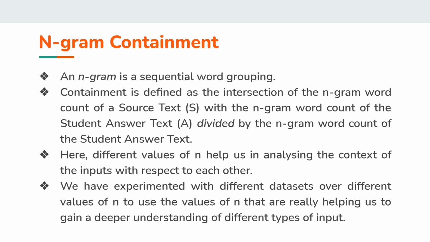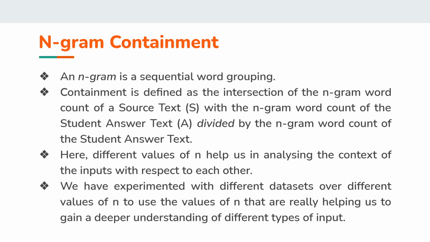The next feature is n-gram containment. N-gram containment is a sequential word grouping. Containment is defined as the intersection of the n-gram words of a source text with the n-gram count of the student answer, divided by the n-gram word count of the student answer text. Here, different values of n help us analyze the context of the inputs with respect to each other.